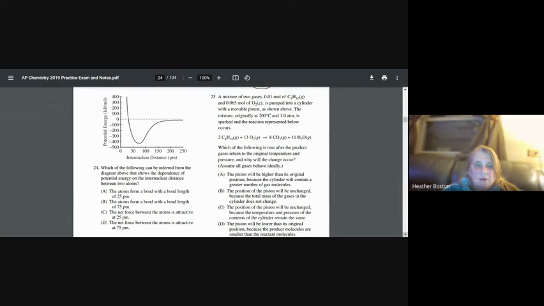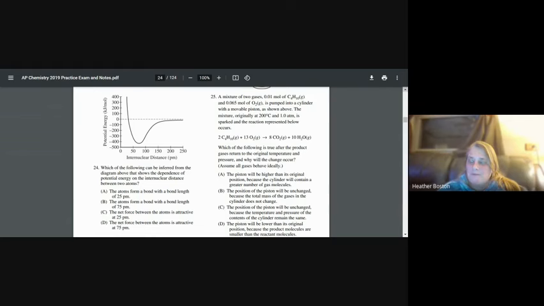And what you're looking for is that the bond length is going to be the lowest potential energy. That's where atoms like to sit, with the least energy and the most stable. And that's going to be the correct answer, which is B.